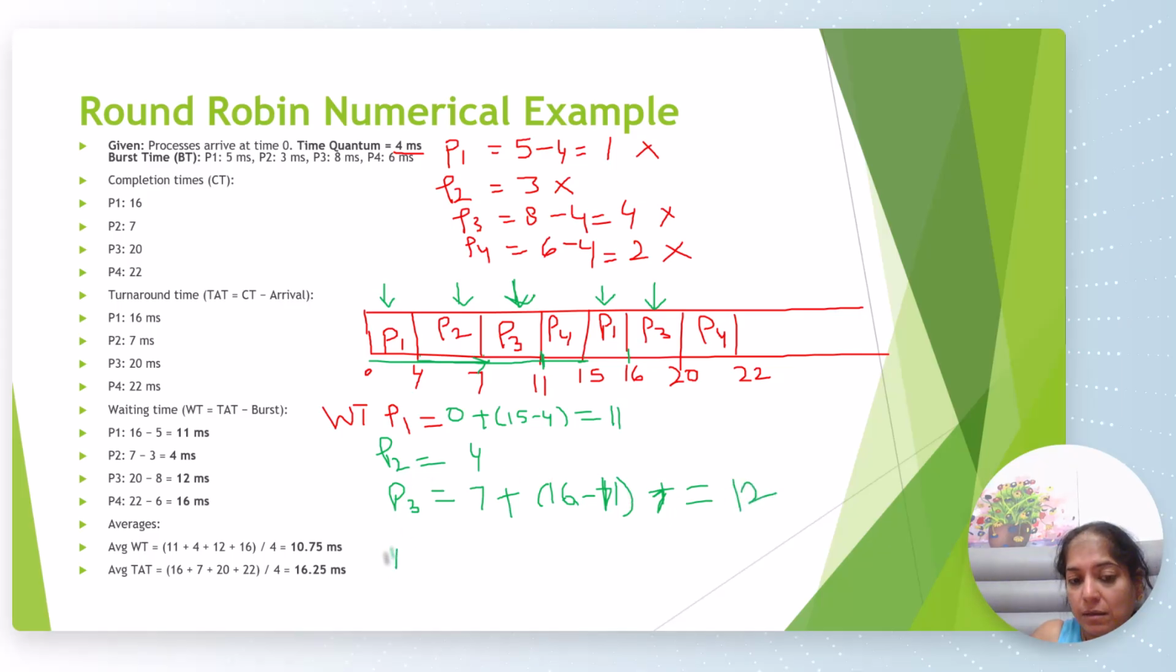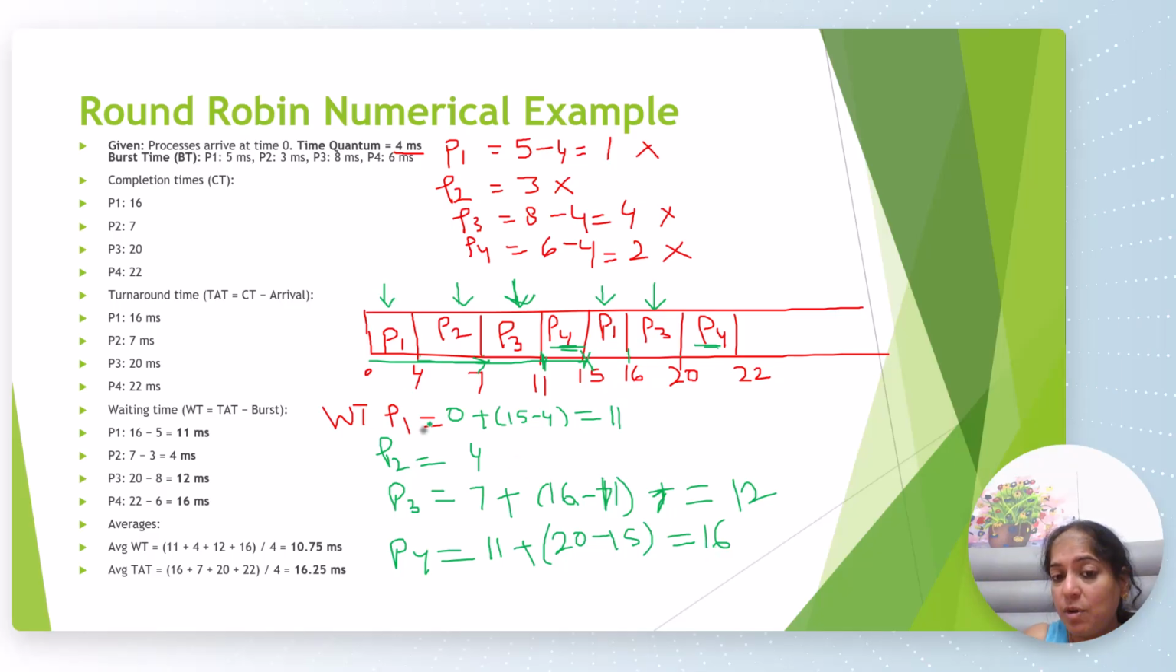Then process P4. P4 executed 2 times, one here, one here. For this point, it has waited for 11 milliseconds. And for this point, it starts at 20, but earlier it has completed at 15. So 20 minus 15 is 5. So 11 plus 5, which is 16, is the waiting time. So the waiting time for process P1 is 11, for P2 is 4, for P3 is 12, and for P4 is 16. You can add all 4 of these, divide by 4, and you will get the average waiting time.